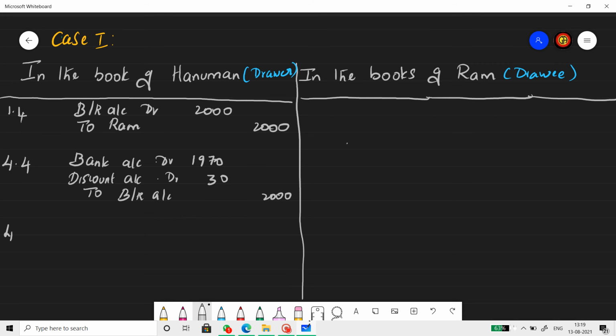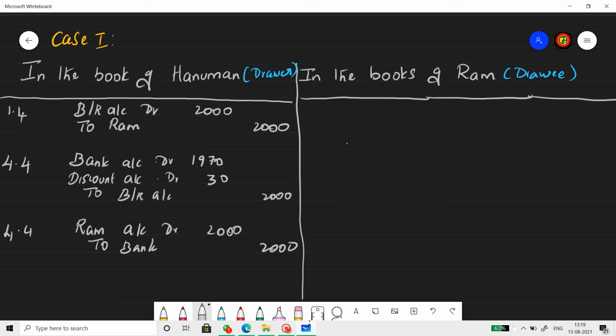Next one, on 4/4, on the same day, Hanuman remits the money to Ram so that Ram can honor the bill, on the day or on any other day. All right. So it is Ram account debit to bank account, being amount of bill remitted to Ram. And what will he remit? 2000 rupees. Right? So this is in the books of Hanuman.